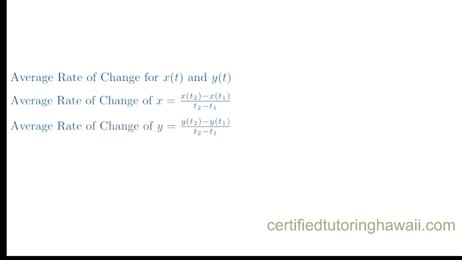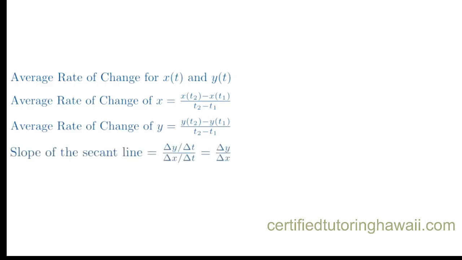Let's move on to our fourth and final key concept, the average rate of change for parametric functions. This is our bridge to the idea of a slope. Over a time interval from t1 to t2, we can compute the average rate of change for x and y independently. Think of this as their average velocity. The average rate of change of x is the change in x divided by the change in t. It tells us the average horizontal speed. The average rate of change of y is the change in y divided by the change in t. It tells us the average vertical speed.